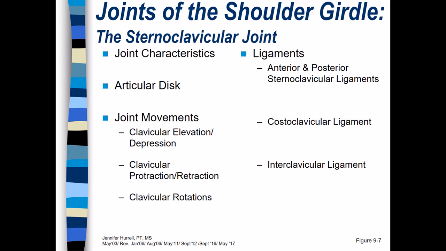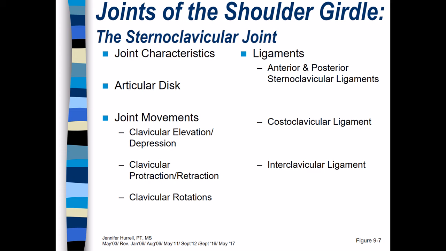Clavicular protraction and retraction. So these happen with scapular protraction and retraction. When the scapula retracts, let's say, and it comes back this way, the clavicle's attached to it. The clavicle has to come along for the ride, right? So clavicular retraction looks like that, and protraction looks like that. So when the scapula protracts, so does the clavicle. What plane of motion does this look like to you? It's like transverse plane motion. Yep.